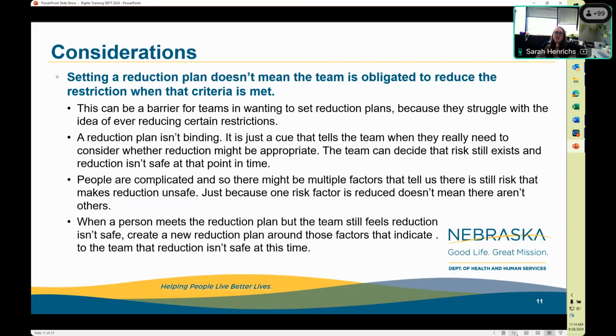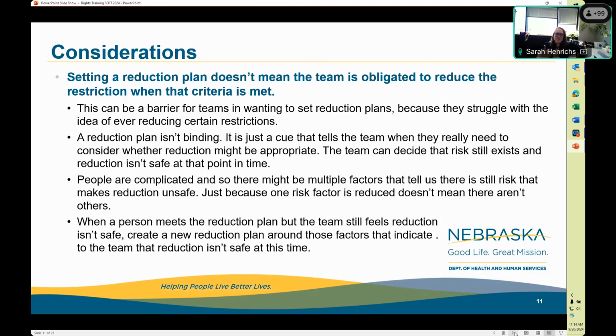And if the team genuinely feels that there is still risk, that's okay. But we have to make sure that we're being reasonable about it. Because there are some people that see even a shred of risk as enough risk to justify any rights restriction. And so we have to be a bit more critical than that. But if the team genuinely feels like there's still risk there, then you can make the decision not to reduce the rights restriction. There might be multiple factors that tell us that there's still risk that makes a reduction unsafe.